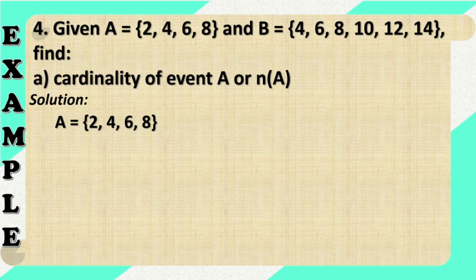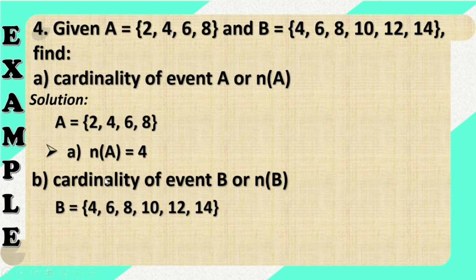Okay, since the elements of event A are 2, 4, 6, and 8, to find the cardinality of event A, bibilangin lang natin yung elements ng event A. So, we have 1, 2, 3, 4. Therefore, the cardinality of event A is 4.